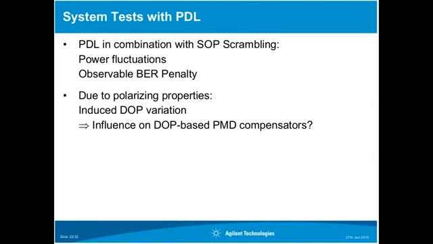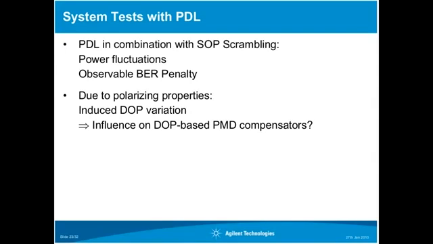So PDL in combination with SOP scrambling is creating power fluctuations. It's actually not only power fluctuations, it's some sort of change in OSNR. You get a changing OSNR level because normally on the link you will have EDFAs which are clamping the power level. So normally what you will see at the end is that you have some breathing OSNR levels, which is also not very nice.